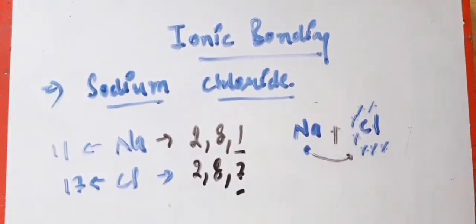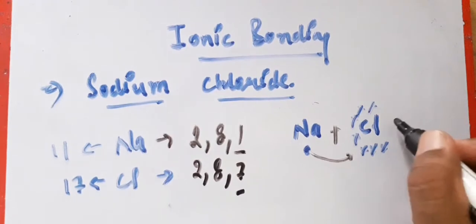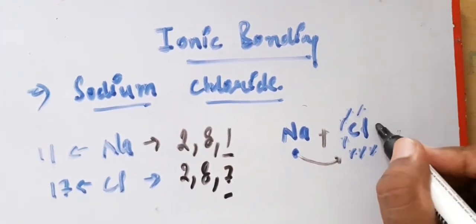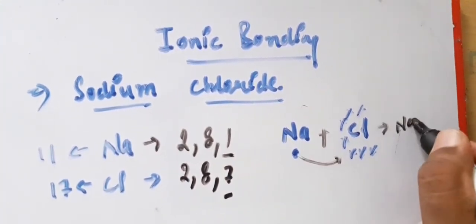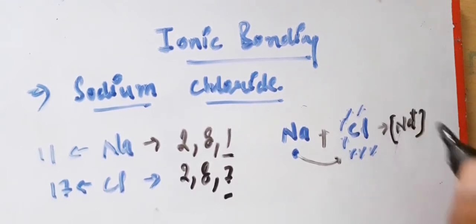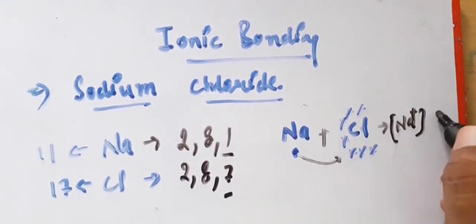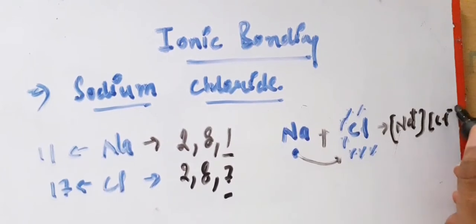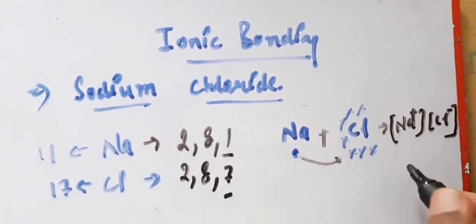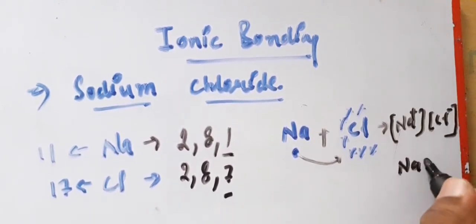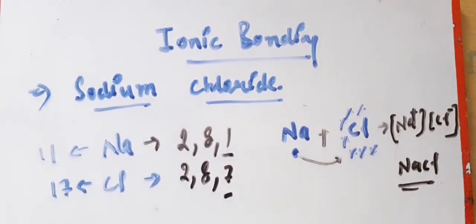Right. So when it donates, it will become stable, and it will carry a positive charge, Na+, because it has donated one electron, and chlorine is accepting one electron, so it will get a negative charge. We do not write the charges afterwards, so it will become NaCl, right. This is how we make the chemical formula for sodium chloride.